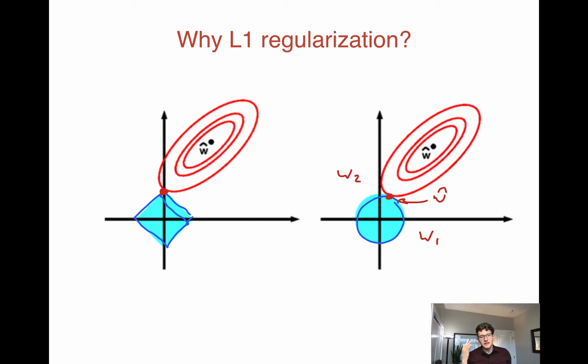So this is a geometric interpretation. Maybe this is useful to help you understand why L1 regularization ends up giving you sparser solutions: you're likely to intersect at the tip of this diamond, and that tip corresponds to a position where one of the parameters, in this case W1, equals 0.